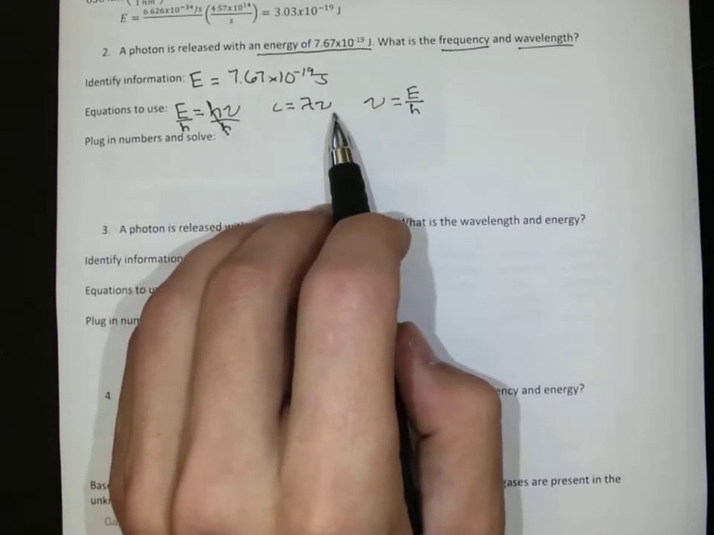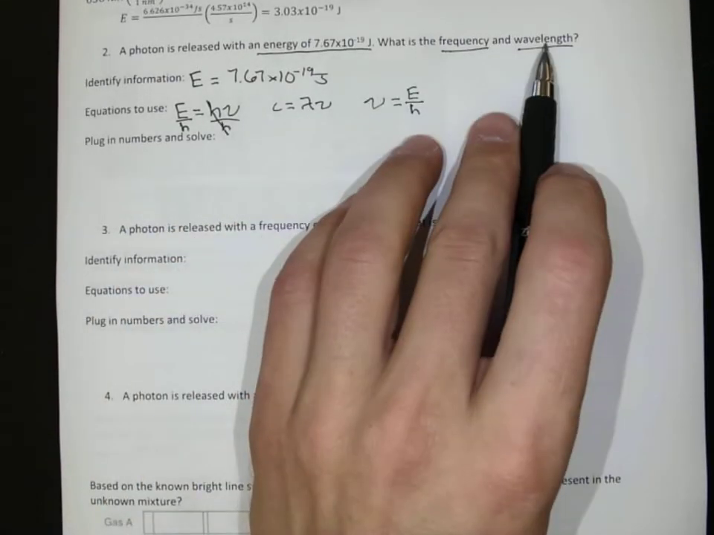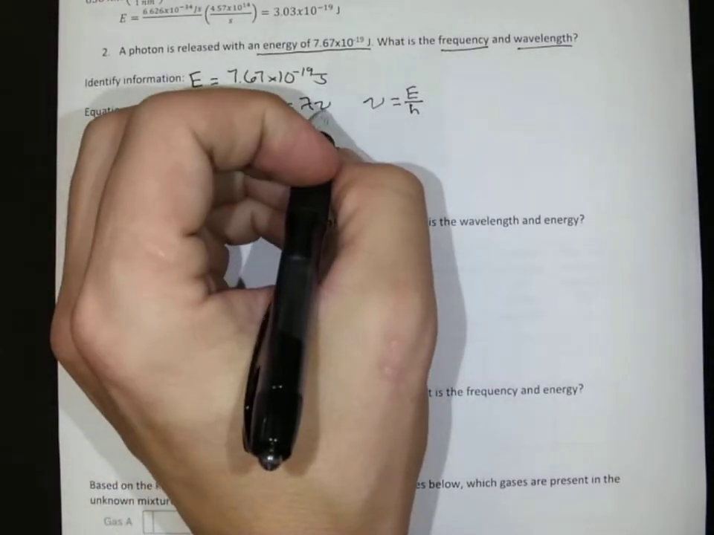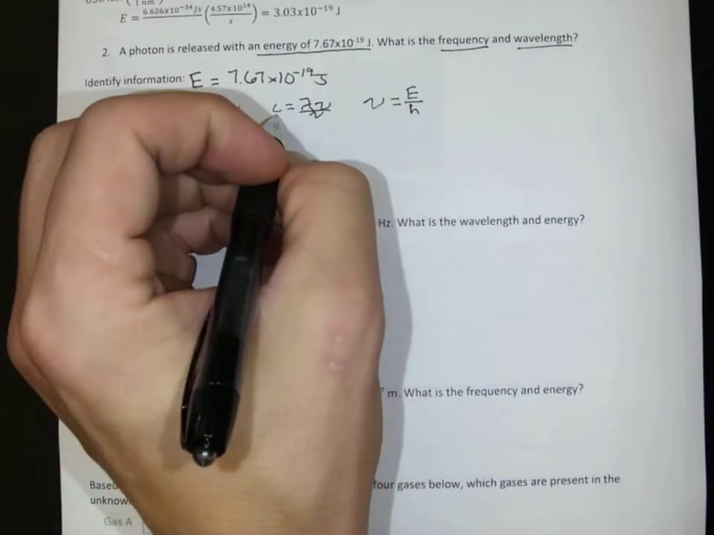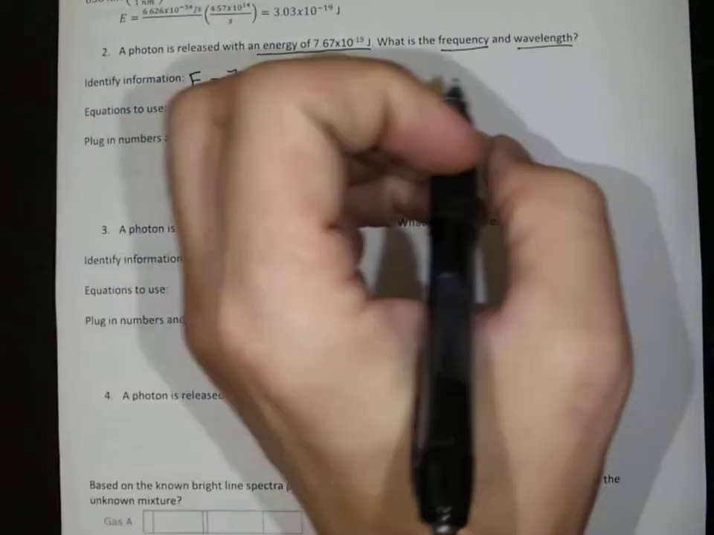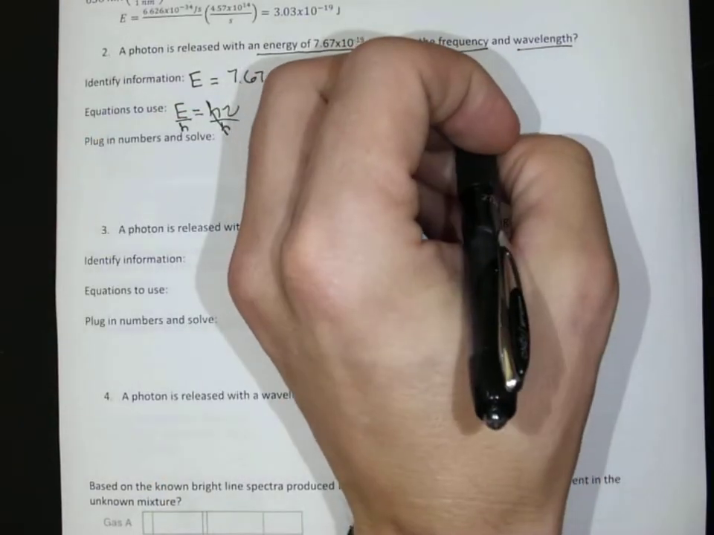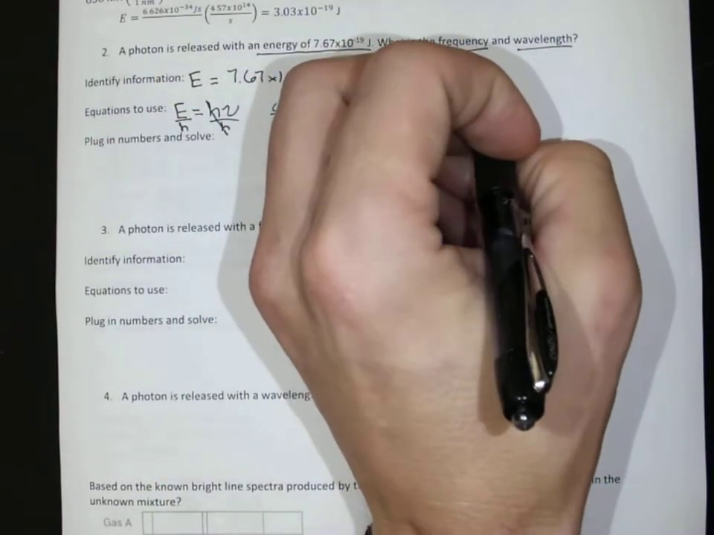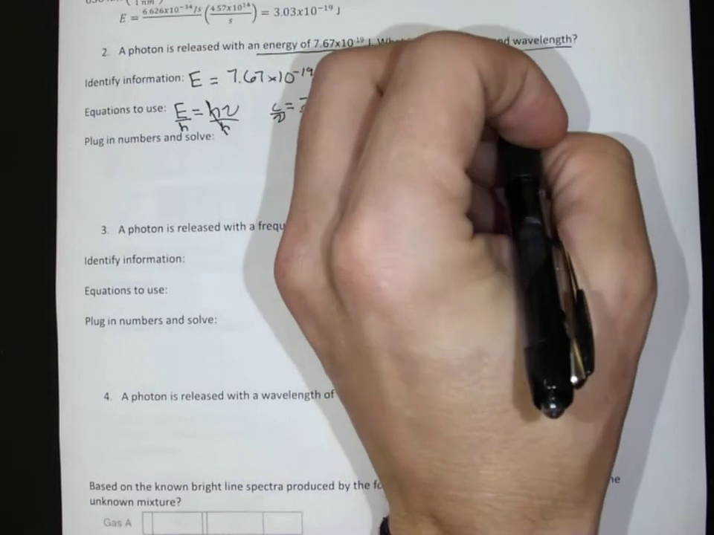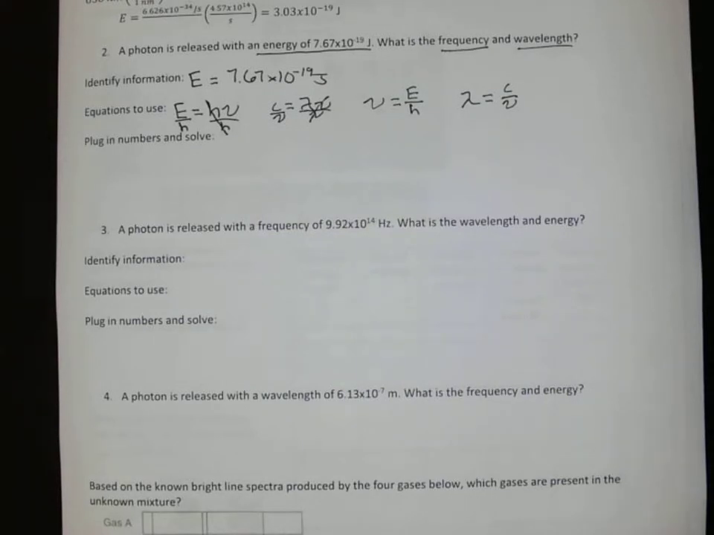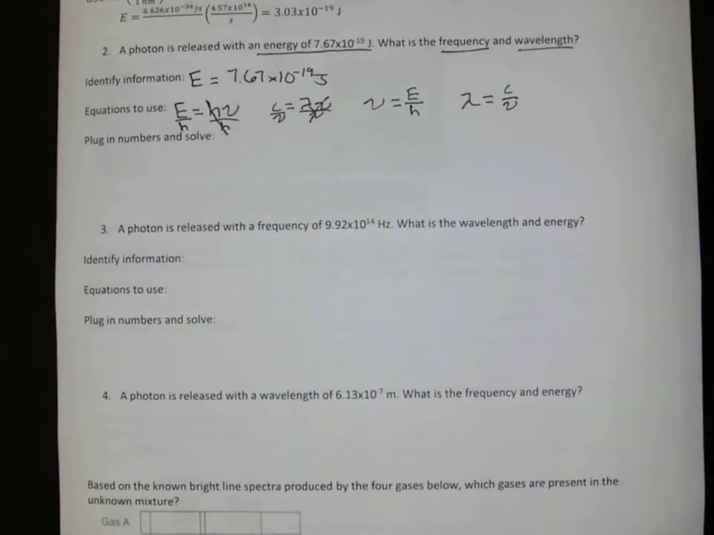But again, I need to rearrange this equation, and I'm going to be able to solve for my wavelength. So for me to solve for my wavelength, I'm going to divide both sides by nu. So the equation that I'll use to solve for my wavelength is going to be lambda, my wavelength, is equal to c divided by nu. Okay, so those are the two equations that I'm going to need to use. So now I should be able to plug in my numbers and solve.